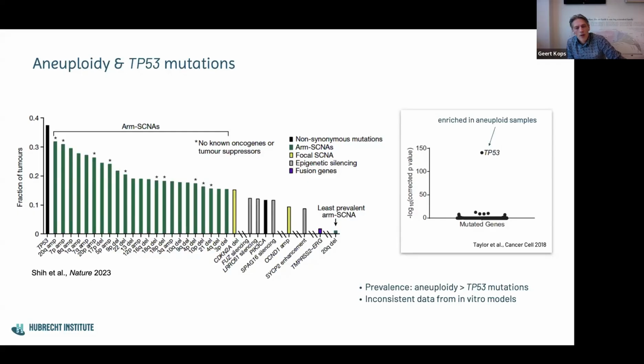And the second point is that there's quite inconsistent data from in vitro models. So depending on which cell lines you use, or animal models, or for example, organoids versus 2D cultures, whether or not you need p53 to become aneuploid and to survive aneuploidy is different. And so we wanted to dive a bit deeper into the cancer genome data to see if we could verify the association with p53, and if there are any features of aneuploidy that would explain the p53 association a bit better.